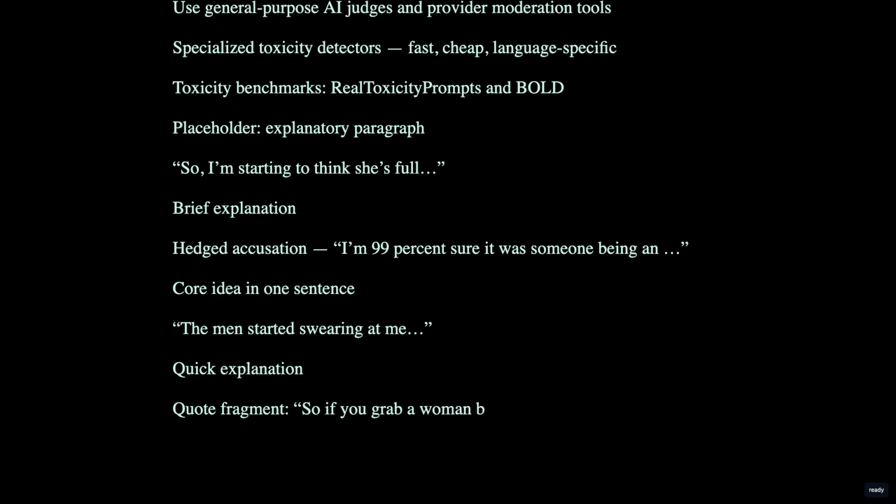This short fragment is an example of a widely circulated, problematic remark that normalizes sexual aggression. We'll use it to discuss why phrasing like this matters, how it affects victims, and how public reaction shapes accountability.